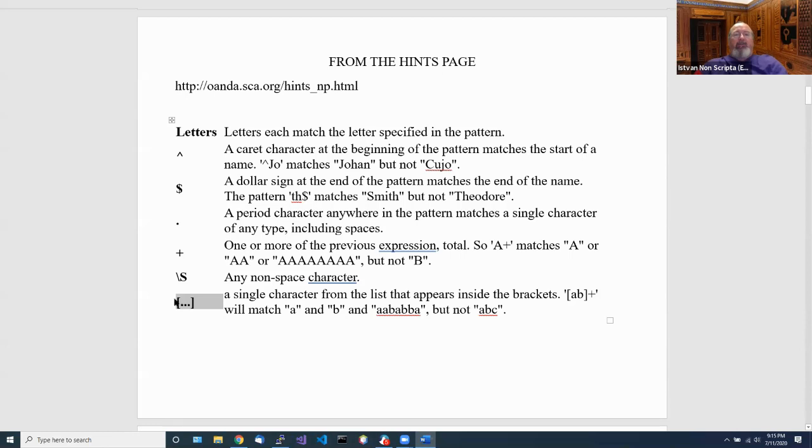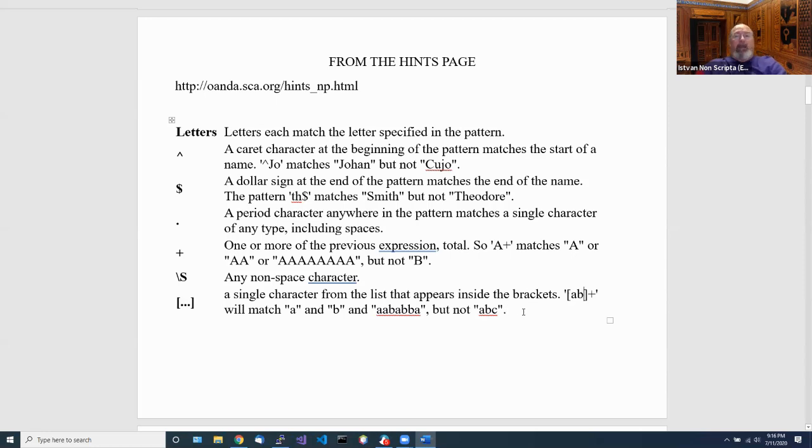Now we get to the brackets. If you have a list of characters inside brackets, any single character from that list can be in one spot in the name, in the word you're looking for. So bracket AB, close bracket, plus will match A, it will match B, it will match AA, BA, because it's one or more of either A or B in any order. It will not match ABC, because C is not in this list.